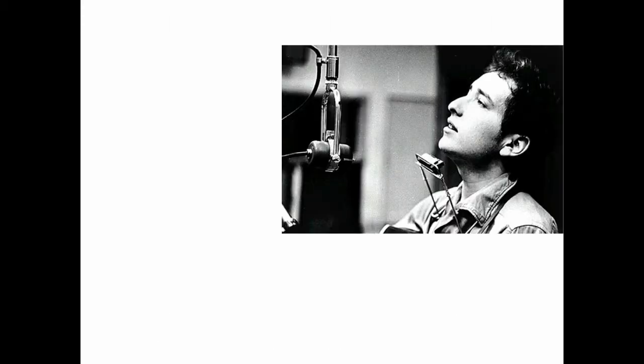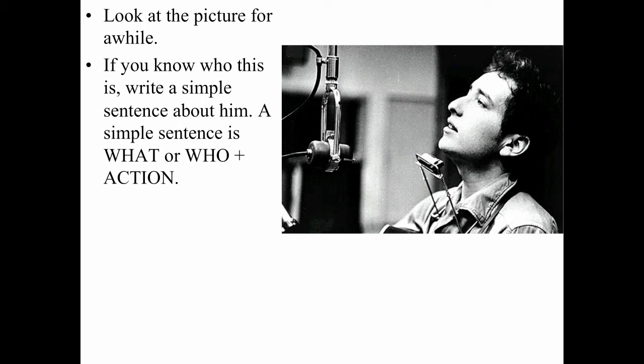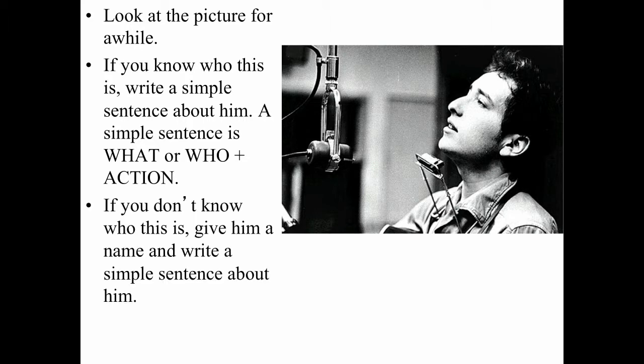As always, we start with a simple sentence, which is the who or what and the action. So look at this picture. If you know who this is, write a sentence about him. Just a boring, simple sentence with a subject and a verb. And if you don't, make up a name. So write a simple sentence about this person, who or what, followed by an action. And again, if you don't know his name, just make up a name and write a sentence about what he's doing.